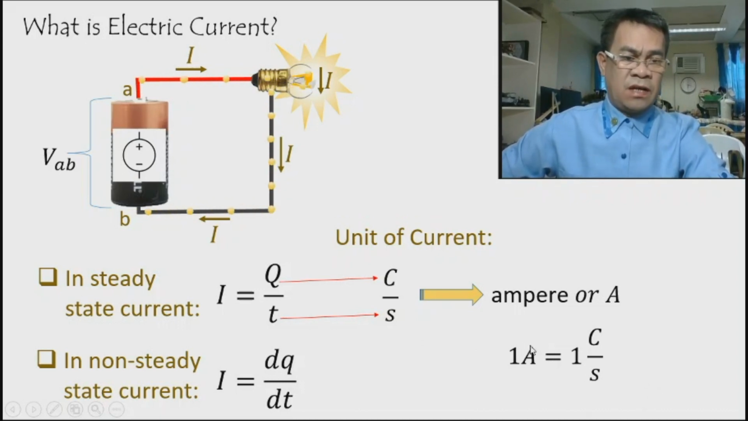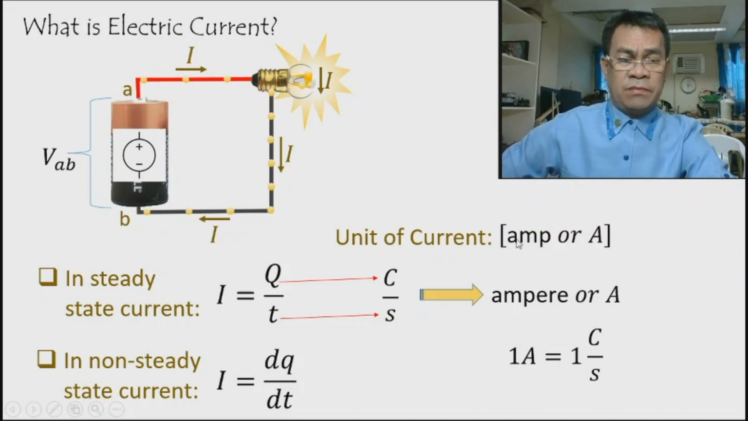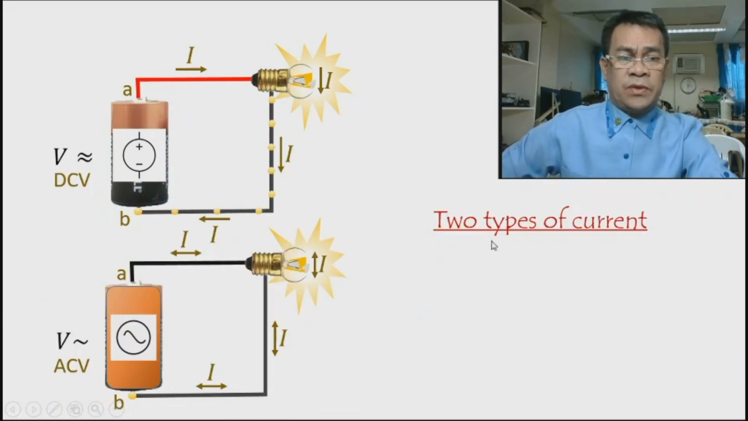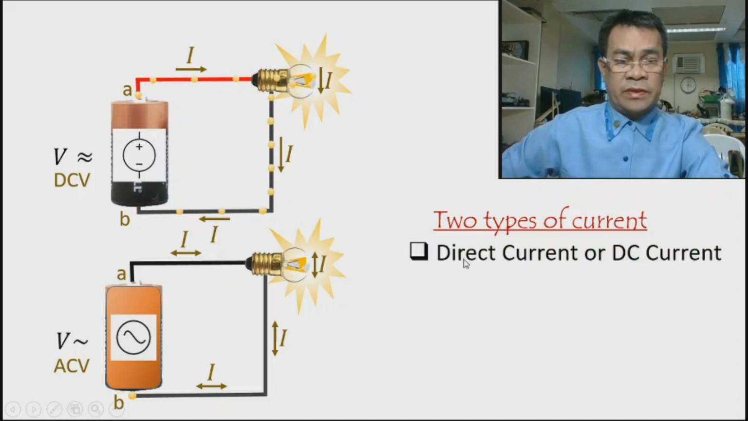Now, take note, ampere is SI. Coulomb per second is also SI, but we use the ampere for simplicity. So, the unit should be amp, or big letter A, for the unit of current. Now we have two types of current. We have the so-called direct current, or DC current.